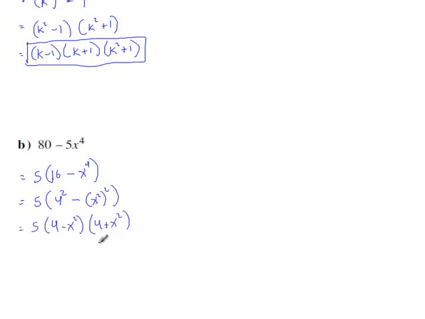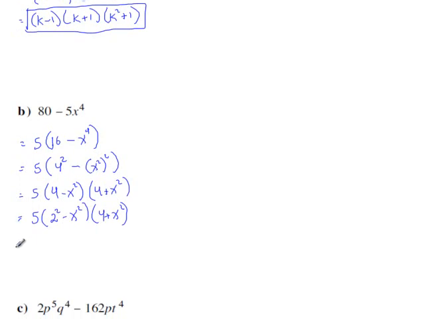Look inside each of your brackets to see if they can be factored further. The 4 plus x squared can't, but the 4 minus x squared is another difference of squares. So I could write this as 5 times 2 squared minus x squared times 4 plus x squared. Now that it's in a nice difference of squares format, I can write it as 5 times 2 minus x times 2 plus x times 4 plus x squared. Nothing else can be factored, so there's your final answer.